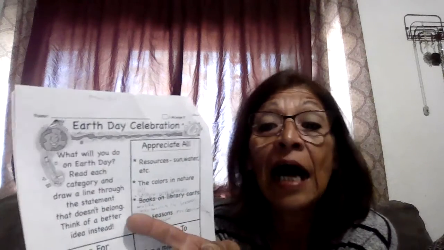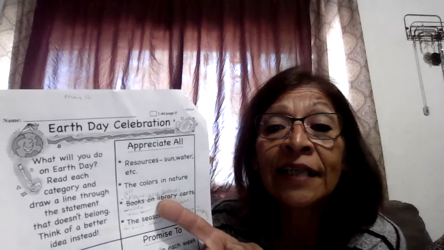So let's come up here to appreciate all. Appreciate resources like the sun, the water, the air, all of that. Appreciate the colors in nature, books on library cards, and the seasons. Which one is the oddball in there? We're talking about plants, we're talking about nature, and then we have library cards in there. I put an X across that sentence, and I thought that maybe we could appreciate all plants and animals.